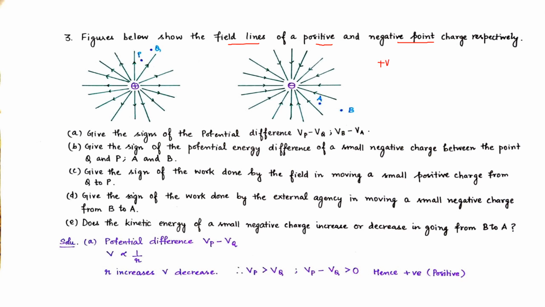We know that for a positive charge, electric field lines move radially outward. The other thing we know is that for a negative point charge, electric field lines are radially inward. So see over here, for this positive charge, the lines are going out. The arrow is showing outside. And for this particular charge, lines are going towards the negative charge.